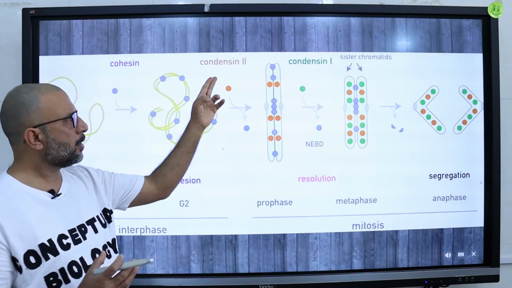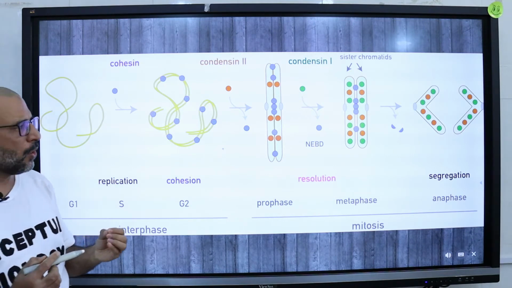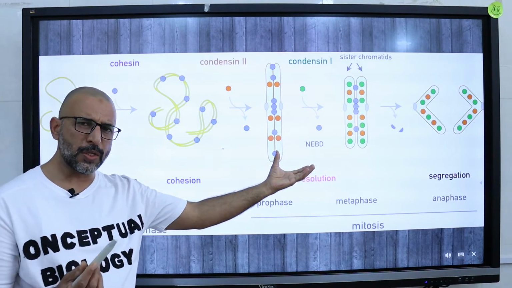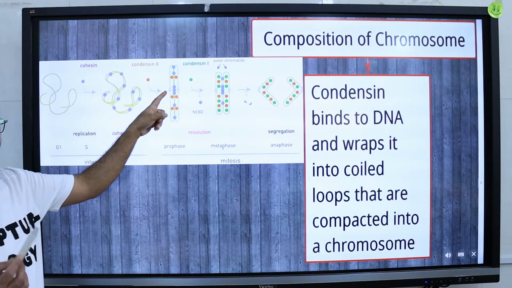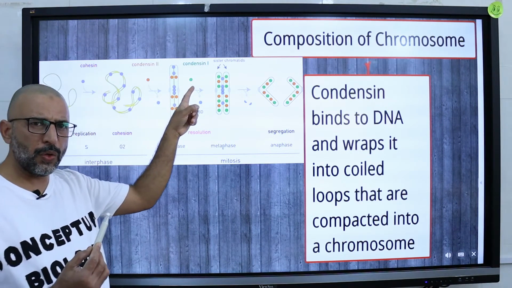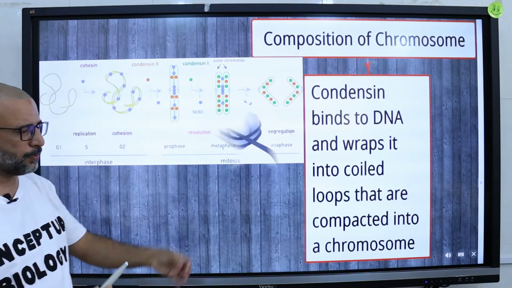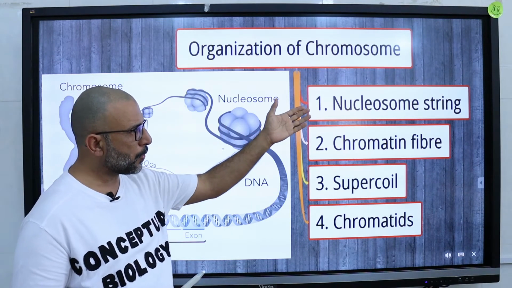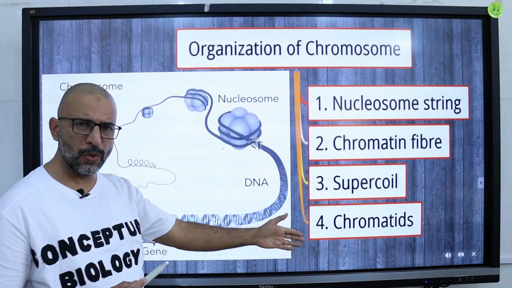Condensin 1 and condensin 2, the condensins, are large protein complexes that play a central role in chromosome assembly and segregation during mitosis and meiosis. Condensin binds to DNA and wraps it into coiled loops that are compacted into a chromosomal structure. Organization of a chromosome includes nucleosome, nucleosome string, chromatin fiber, supercoil and chromatids.